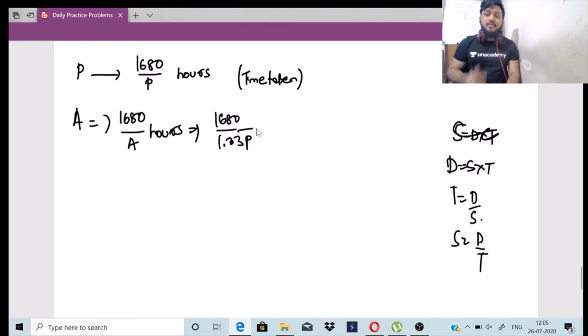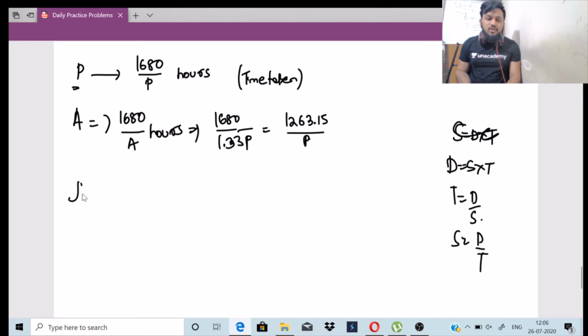This will help us because हम प्रज्वल का टाइम निकाल रहे हैं, so we are substituting everything in terms of p, right? So 1680 by 1.33 will give you the answer 1263.15 divided by p, right? So 1680 divided by 1.33 किया मैंने, right?